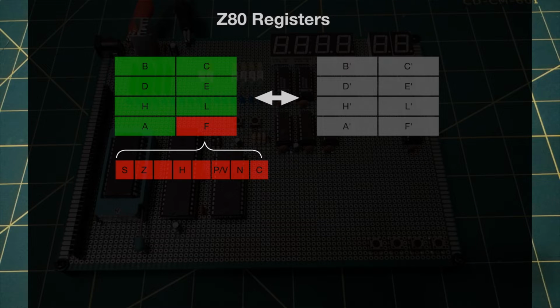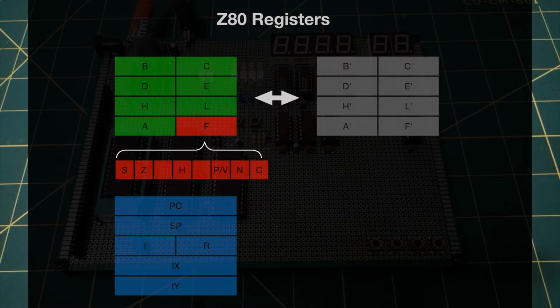That can be quite handy if you want to back up all the registers whilst you carry out some operation, and then you can restore them all again a little bit later. So it's just handy to be aware that they're there. And then there are some more special purpose registers.